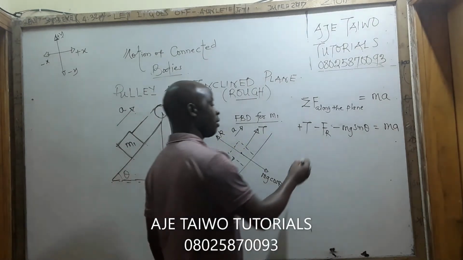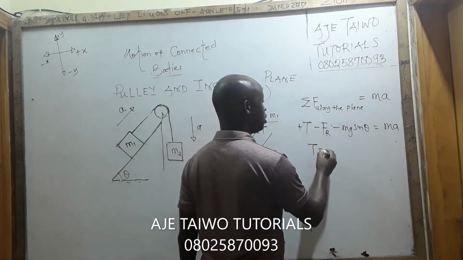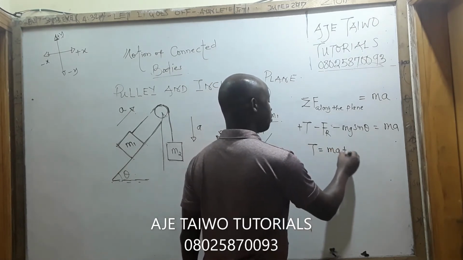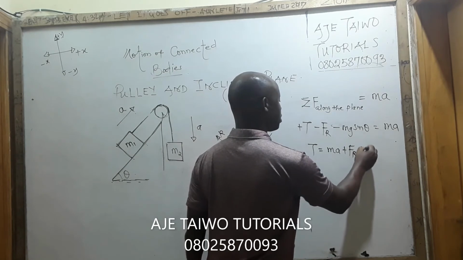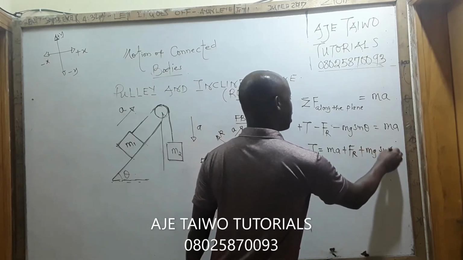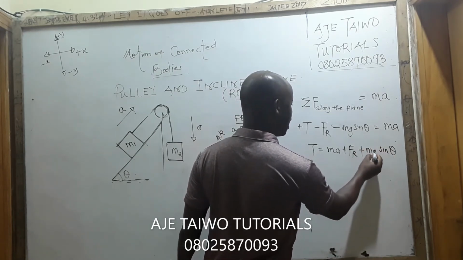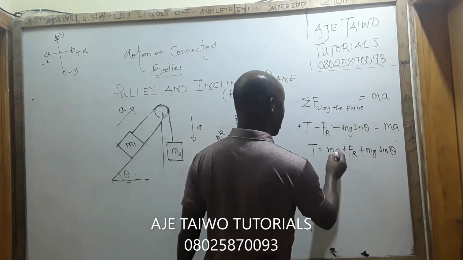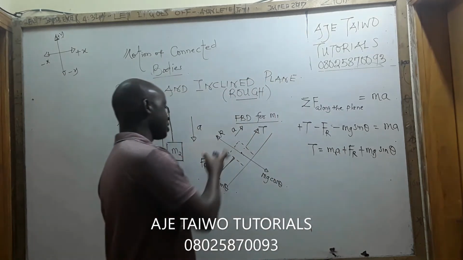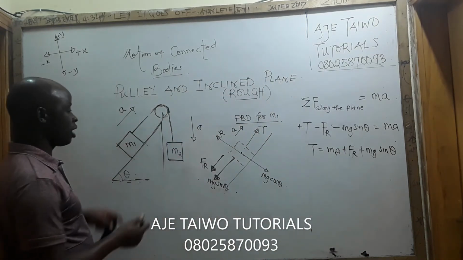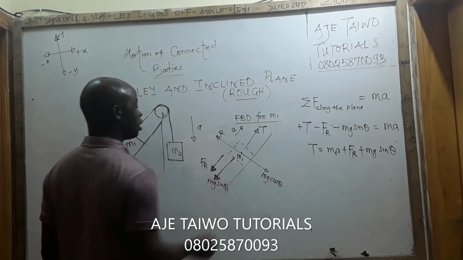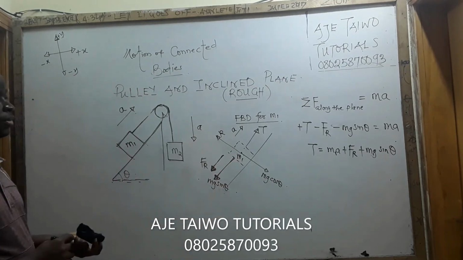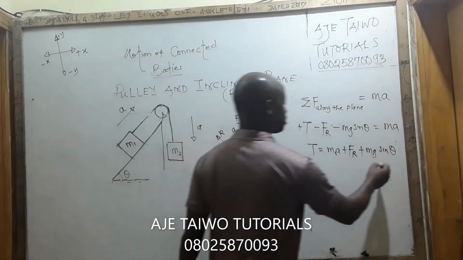So you can see that our T will be equals to MA plus frictional force plus mg sin theta. Which M is this? M1. The mass is M1, mass 1. This is for M1. That's equation 1 for this place.